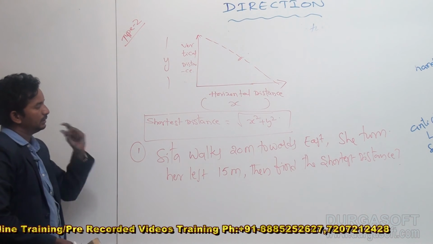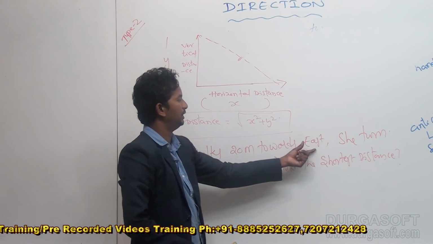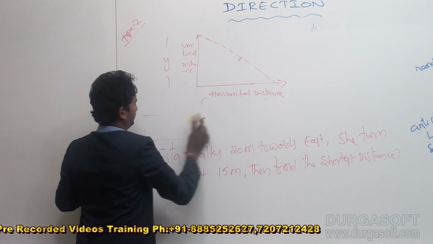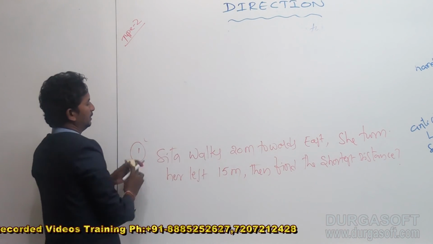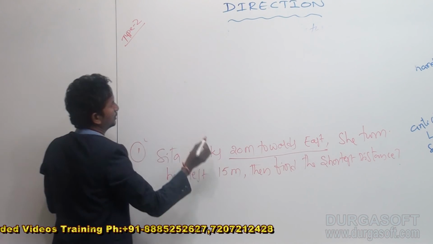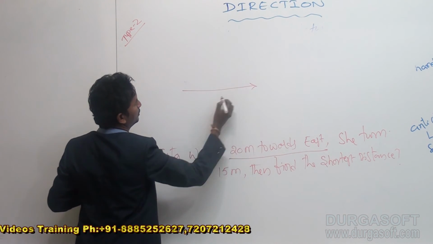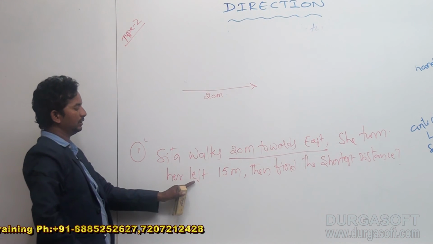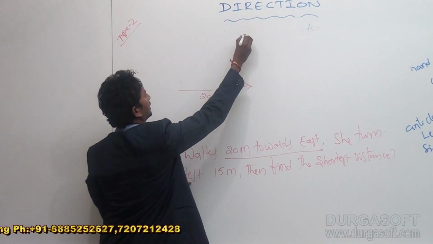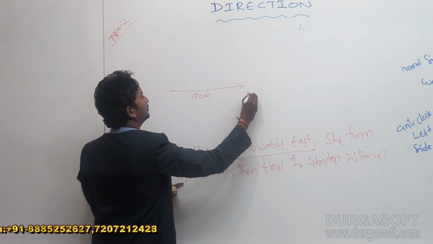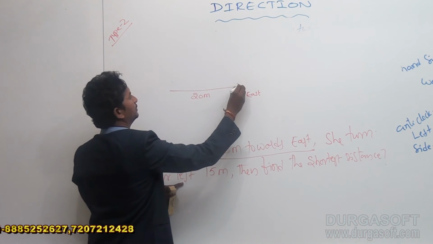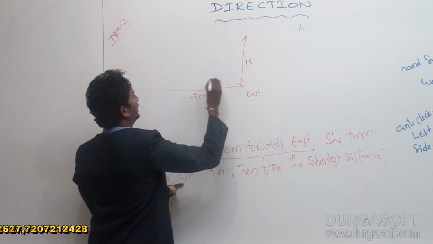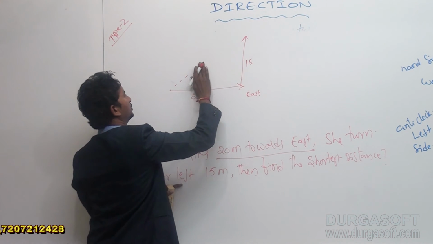Now Sita walks 20 meters east. So 20 meters Sita walks, and again she turns her left, nothing but she walks like this. Her left, this is the east, left to north. How many meters here? 15 meters. Then find the shortest distance. This is the shortest distance.